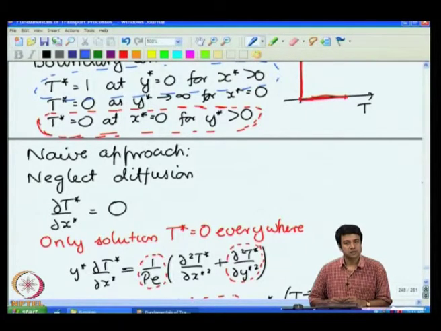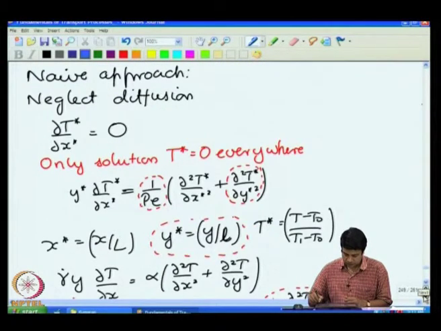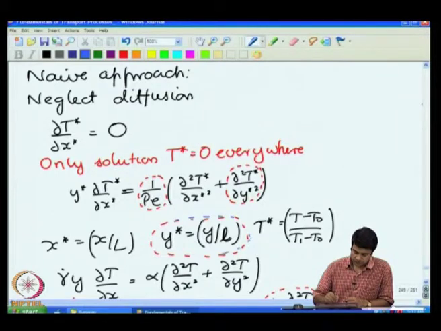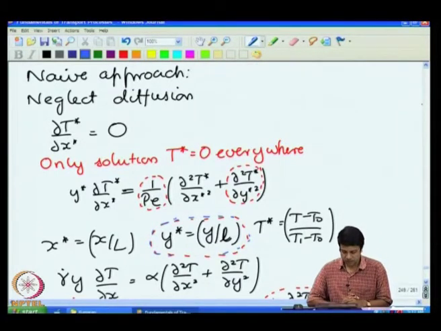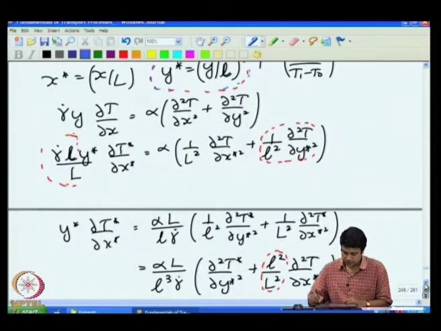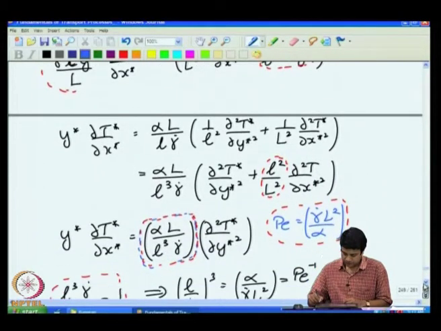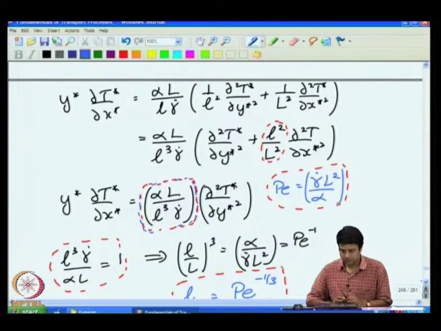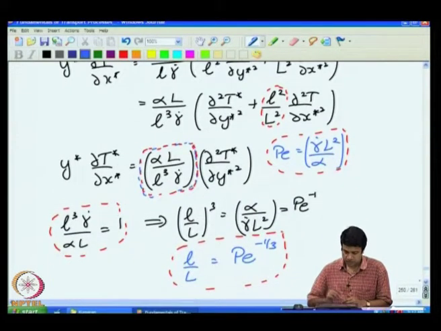So, the flaw in the argument was that the length in the y direction is actually small compared to the length in the x direction when convective effects are large compared to diffusive effects. If the length scale is small, the derivatives are large, and therefore if I scale my y coordinate by a length scale which is small compared to the total length of the plate, I can get a balance between convection and diffusion, provided this capital L is equal to Pe to the power minus 1/3 times small l.